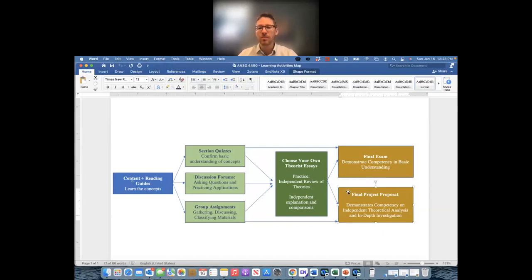And then the final project is demonstrating competency on independent theoretical analysis and an in-depth investigation and research. So this is really the one that shows that you are a competent social theorist of your own weight. And remember, this is only for people going for an A. If you do not have the time or want to focus on other things, you don't have to do the final project, and you can stick with doing the theorist essays, final exam, and the group assignments and quizzes. Okay?